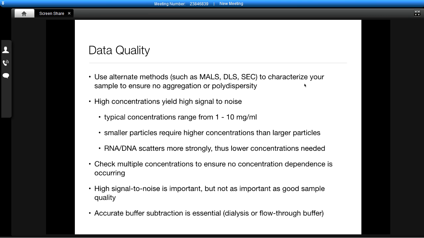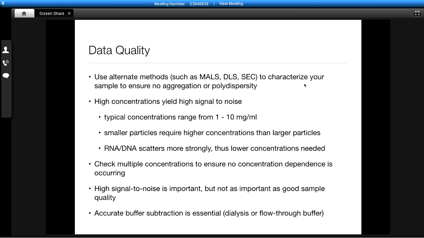So typical concentrations, practically speaking, are generally around 1 to 10 mg per mL. Smaller particles, because they scatter less, will require higher concentrations than larger particles. Additionally, as I mentioned before, this is a contrast method, and so RNA and DNA have larger scattering cross sections than does protein, and so you don't need quite as high of a concentration because they'll scatter substantially more.